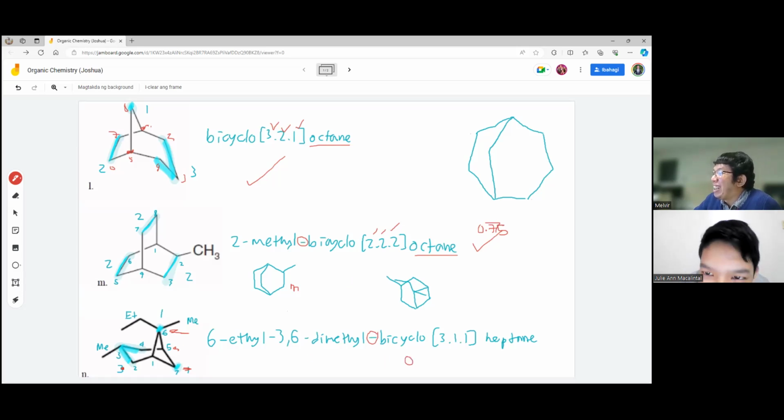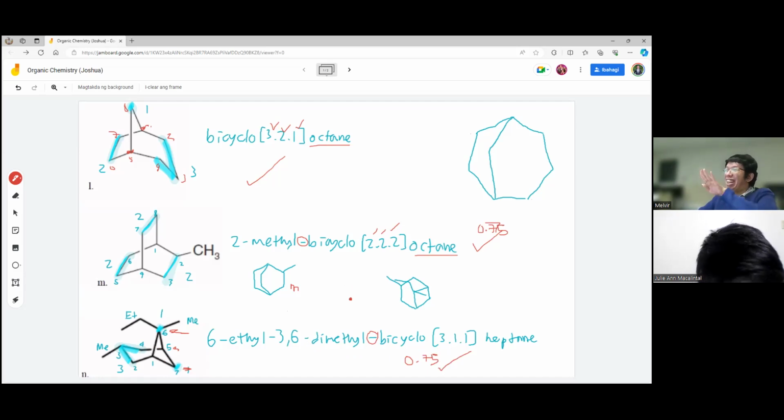So this is 3-1-1. Good. So 3-1-1. Yes. 3-1-1 cycloheptane. Bicyclo 3-1-1 heptane. So 0.75. Wala yan ha. You don't add hyphen there.